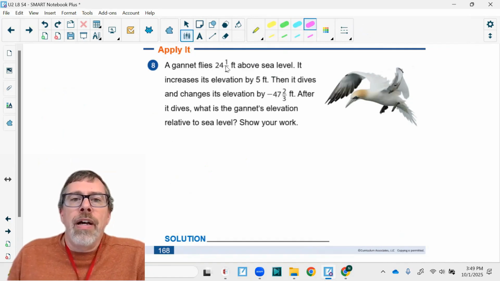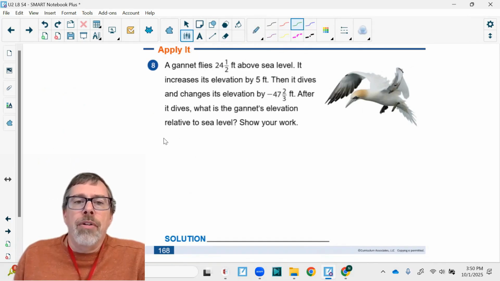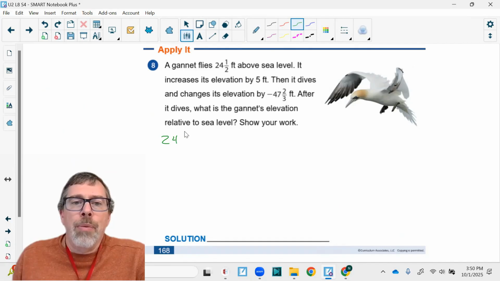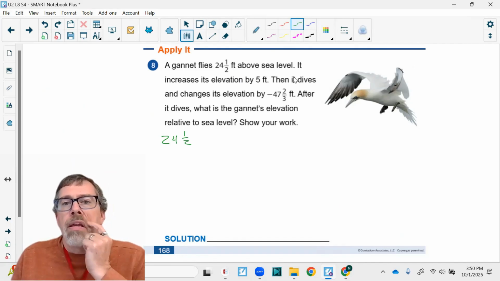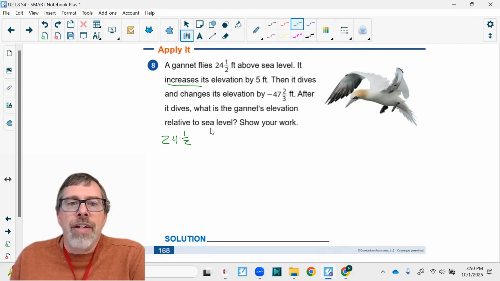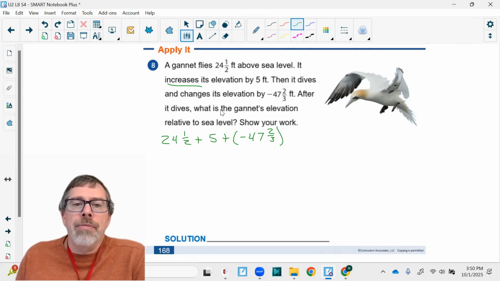So a gannet flies 24.5 feet above sea level. So that's going to be 24.5 positive. It increases its elevation by 5 feet. Then it dives. That's going to be plus a negative 47.2 feet. After it dives, what's the gannet's elevation relative to sea level? Okay, so sea level will be 0, underwater's negative, in the air will be positive.